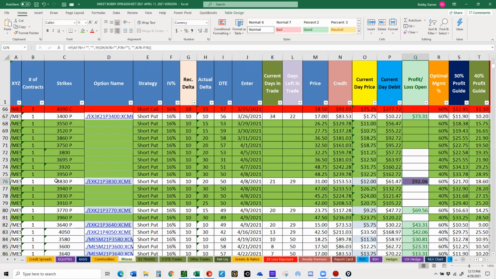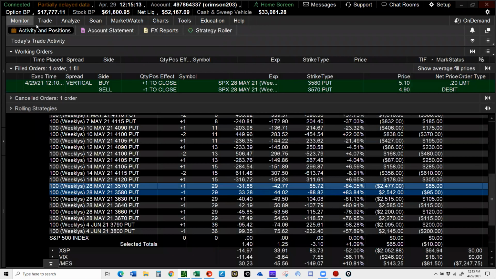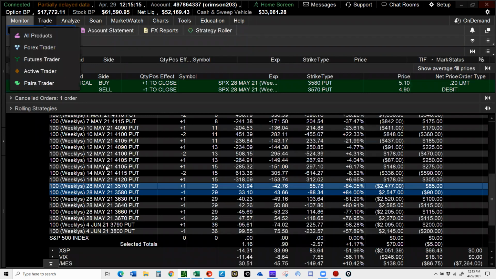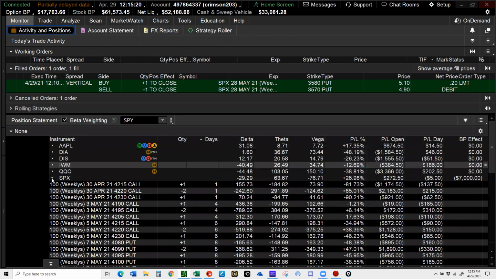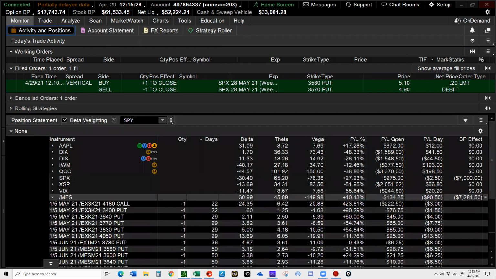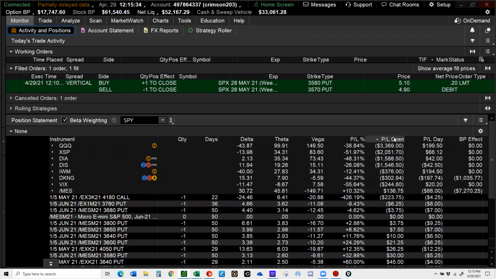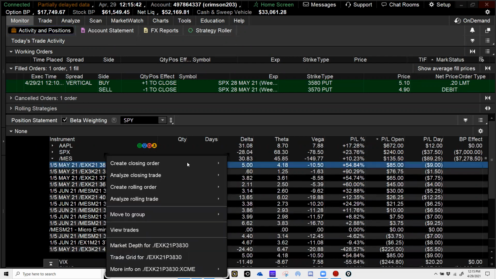38.30 with 29 days. So let's go find it. Here she is. And then do the P&L open. Get the bigger one up top. 38.30. There she is. So we're getting out of view. Create a closing order. Get out for $14.